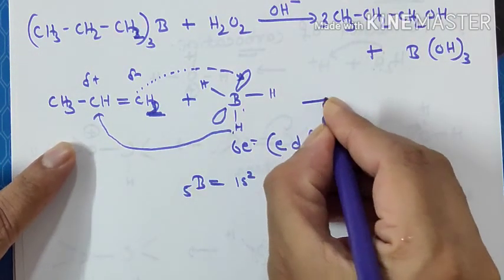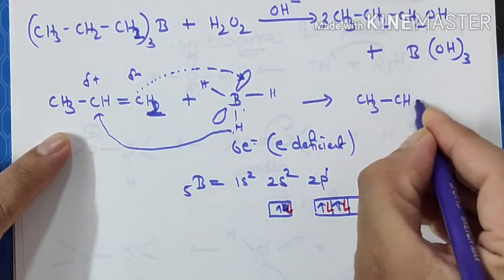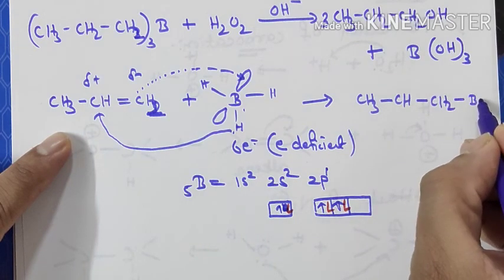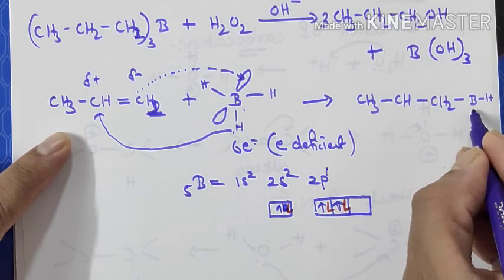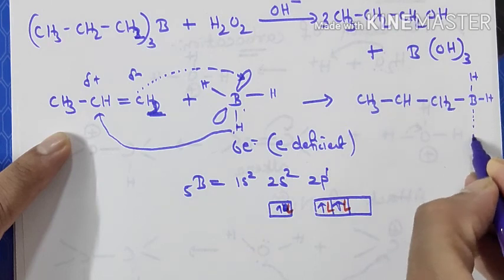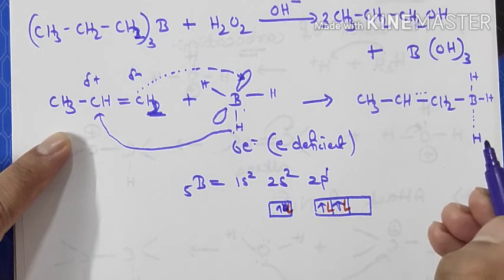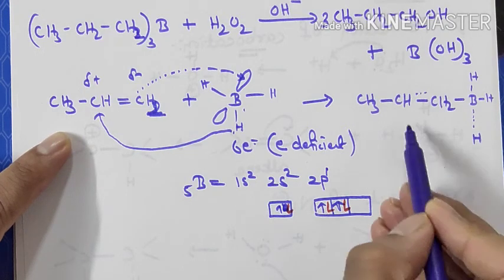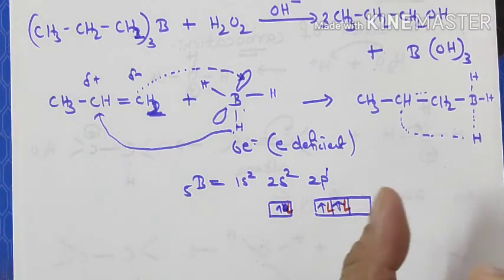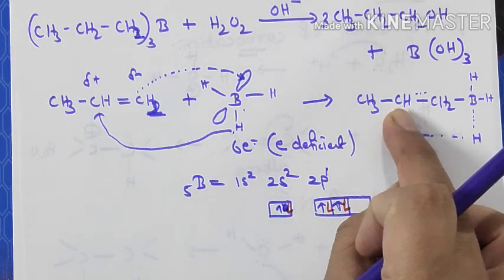So if I try to draw the structure of this, CH3, CH, CH2, B, H, one more H over here. Here the bond is slowly breaking, I put a dotted line. Here the bond is also breaking, I put it in a dotted line. And again this hydrogen is going to give the electron to this, so I show it by a dotted line. So this whole mechanism takes place. So ultimately this hydride will come and combine over this.